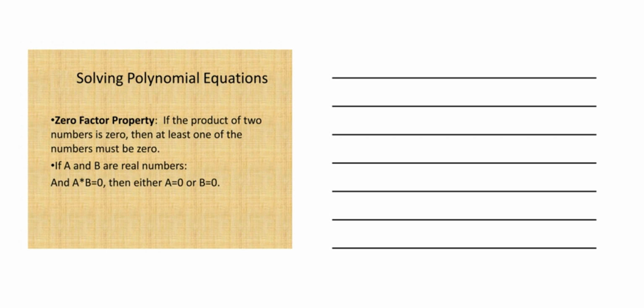Solving polynomial equations. Zero factor property. If the product of two numbers is zero, then at least one of the numbers must be zero. If a and b are real numbers and a times b equals zero, then either a equals zero or b equals zero. So this is the zero factor property, assuming that one of your multiples is going to be zero, causing the final result to be zero. So let's try out an example.